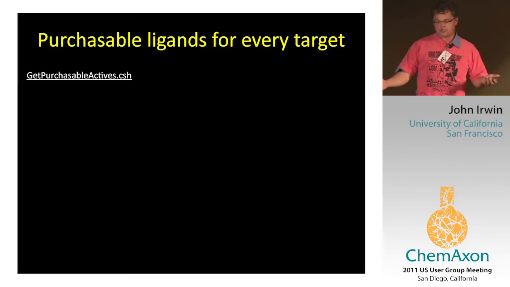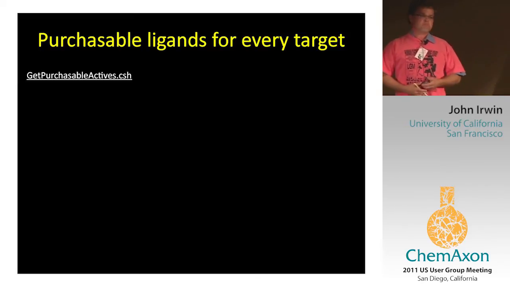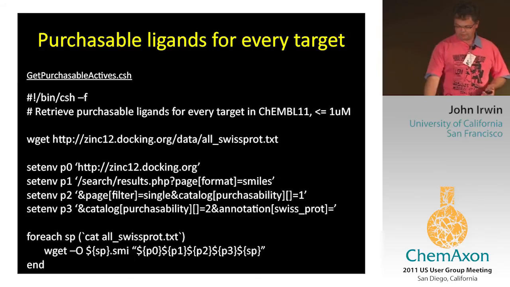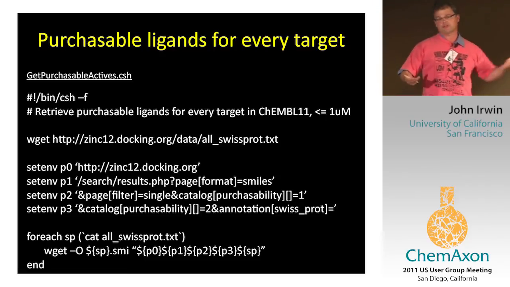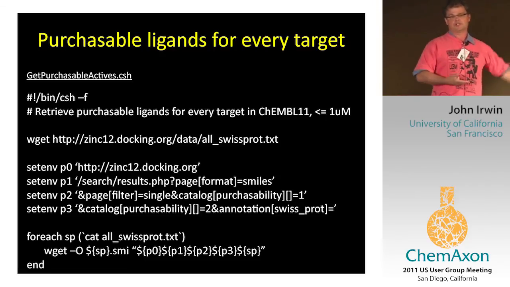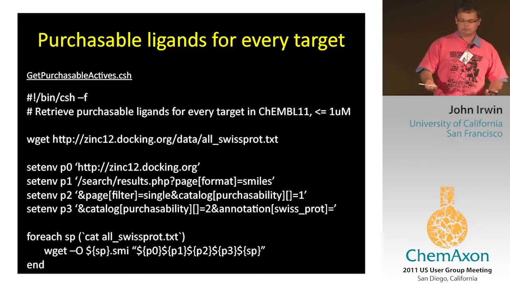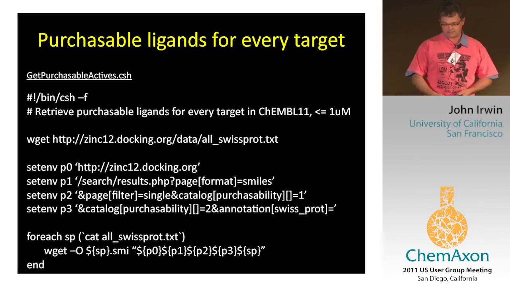And imagine you're interested in, I just want a ligand for every target. Then you can just write a little C shell script, and you just get a list of all the SwissProt codes that there are. This is just to make it easy so that it all fits on the page, but basically we just do a for each loop, and for each SwissProt, we just download the SMILES and store it on our disk. So here you have commercially available ligands for every target that's available in the MedChem literature based on current purchasable information as reflected in ZINC.